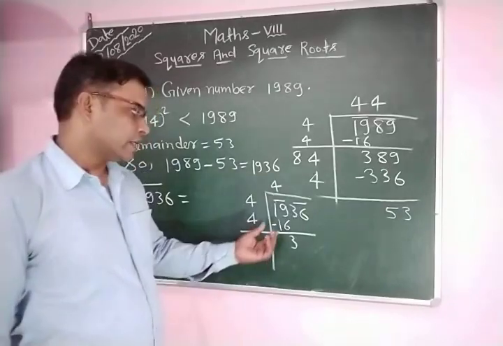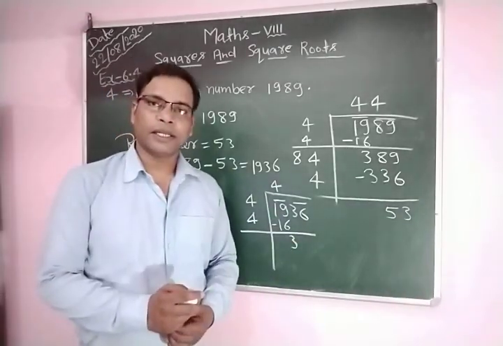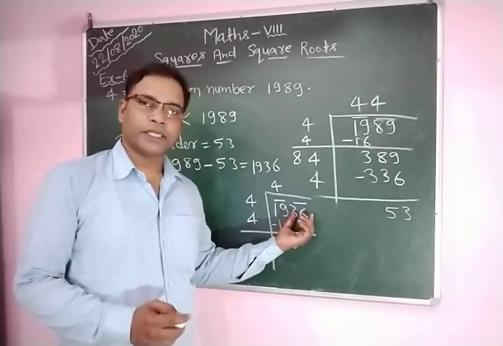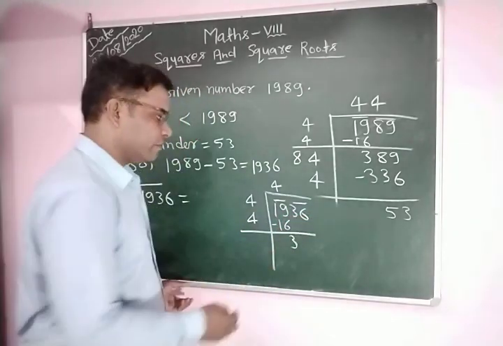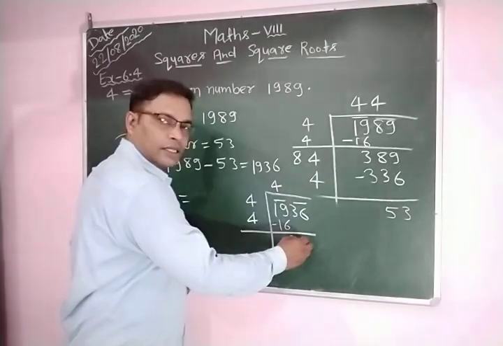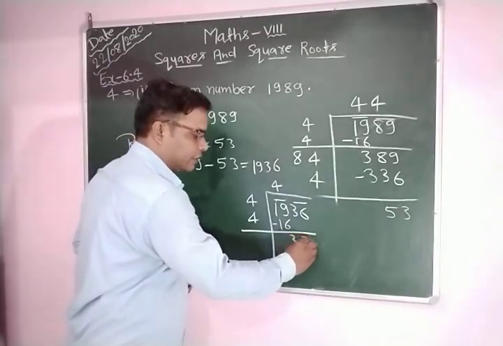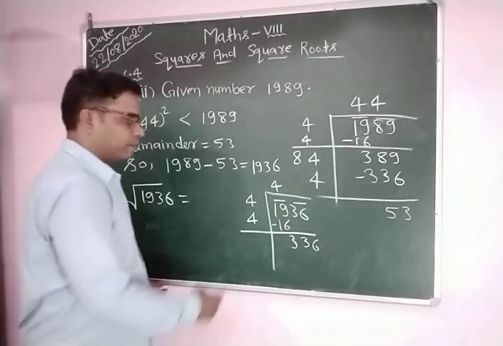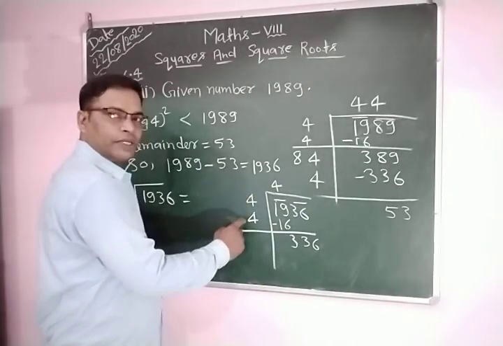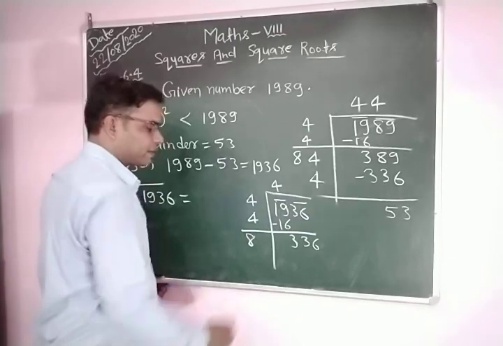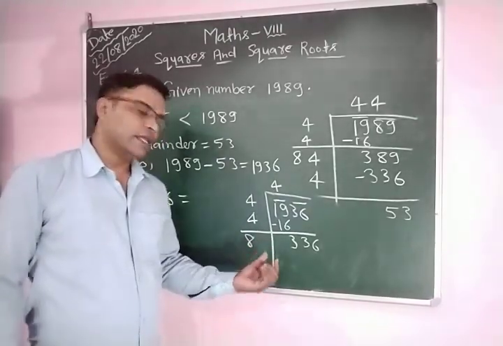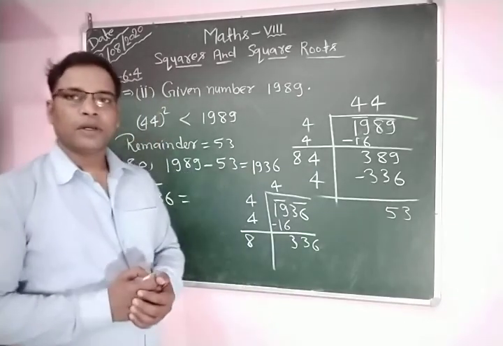Again you can see the next pair, that is 36. Bring down the next pair. The next pair is 36, and we write it on the right of 3. This is equal to 336. Again we add them. 4 plus 4 is 8, and one place is left blank here. Now again we select the number.